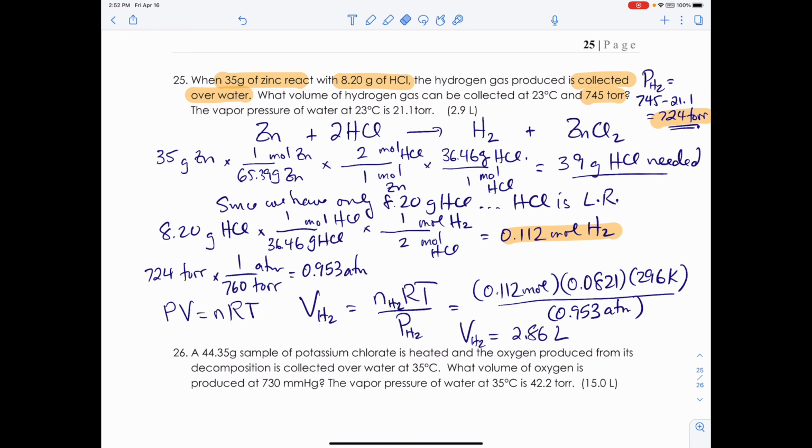Okay? So that question is about as hard as you can get, right, for a gas stoichiometry question. It was a limiting reagent problem. We had to figure out that the hydrochloric acid was limiting. Then we had to do a stoichiometry problem with the limiting reagent, and we found how many moles of hydrogen would be produced. In addition to that, we had to do some Dalton's law. We had to take the water vapor pressure away from the total pressure to get the hydrogen's pressure by itself, since the gas was collected over water. Then we did an ideal gas law problem and calculated the volume of hydrogen produced. So that's about as hard as you can get in gas stoichiometry.